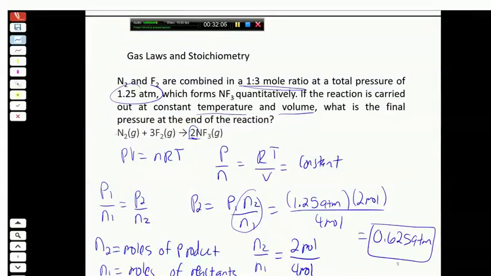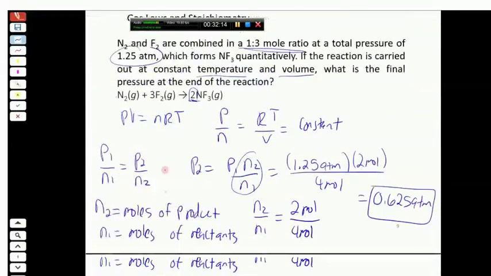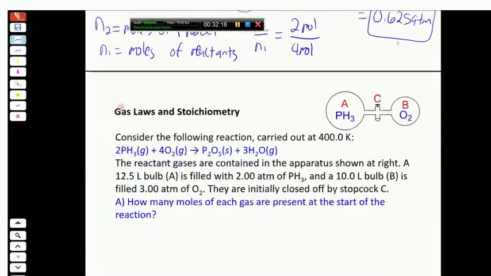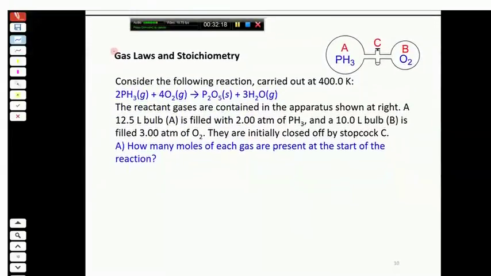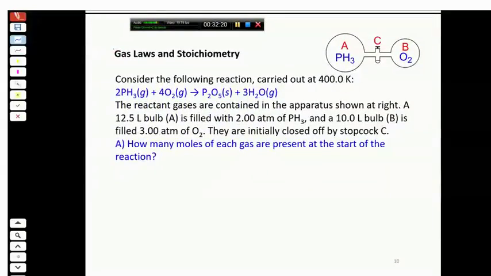Now that one was maybe a little bit of a strange way to set it up. Any questions before I go to the next one? All right, so the next one is a little bit more involved and I think a little bit more fun. All right, so we have the following reaction, which is carried out at 400 Kelvin. So we're taking PH3 gas, which is called phosphine, reacting it with O2, and we're making solid P2O5, and we're also making water vapor as a byproduct. So we're doing it in the following way.